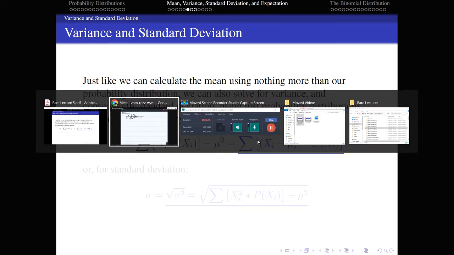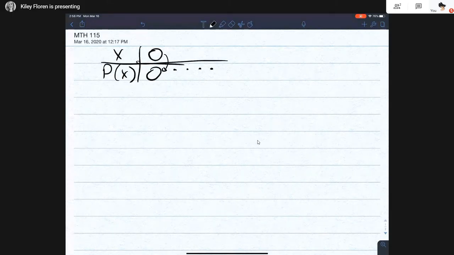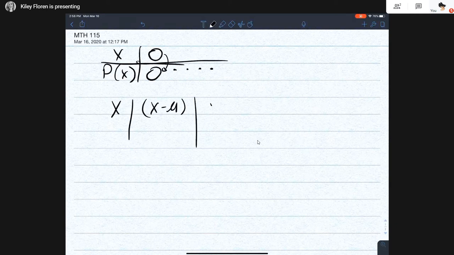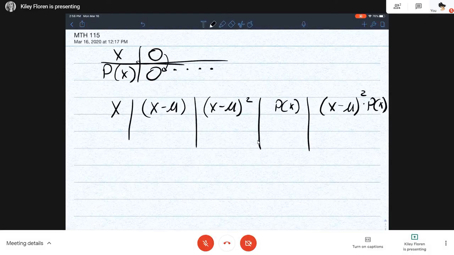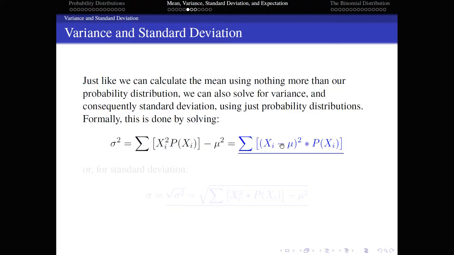Remember the table that we had previously when we were calculating our standard deviation? We had x, then we had x minus the mean, then we had x minus the mean squared. So now if we're doing this, we're going to have the probability of x and then x minus the mean squared times the probability of x. This is going to be the end of our table here. So because this second way uses that table, I tend to prefer that second way a little bit more personally.